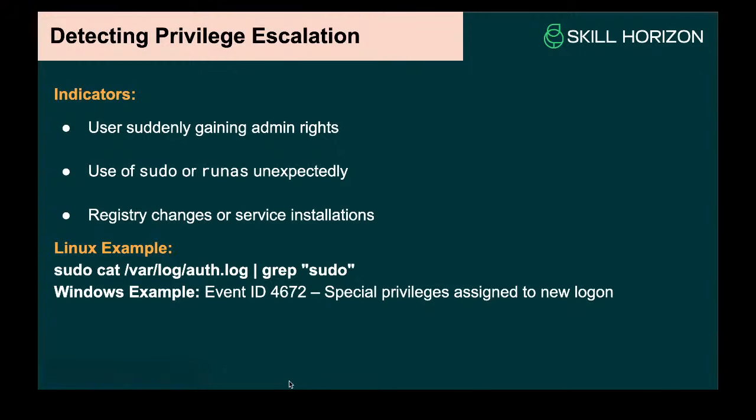Then registry changes, right? So registry changes or any new service installation. These are the common indicators of a privilege escalation attack. Again, you can check the auth.log file and look for the sudo command, the runas command, registry changes, or any service installation, right?